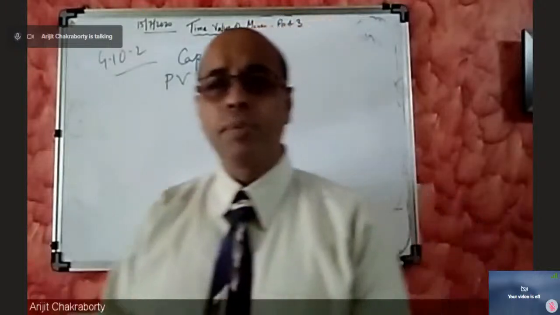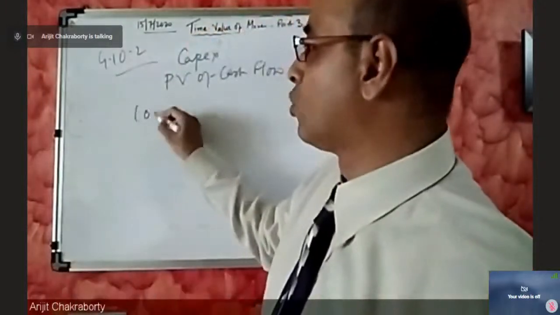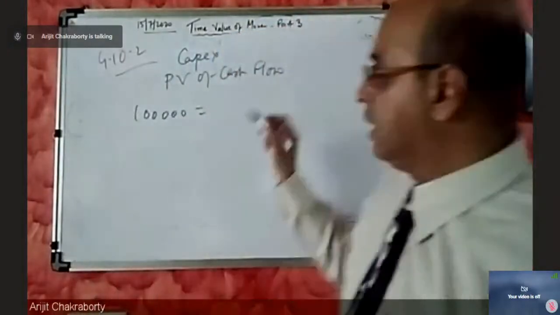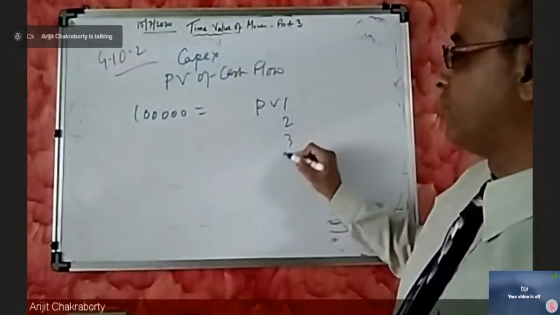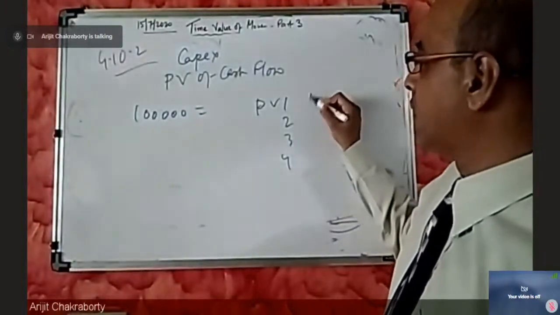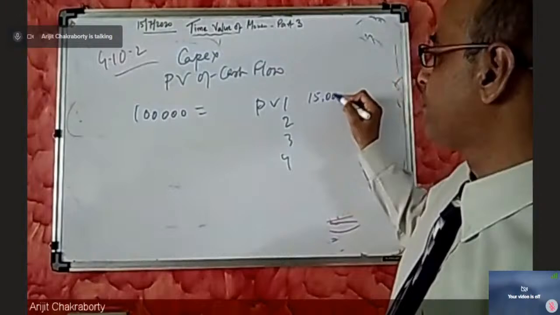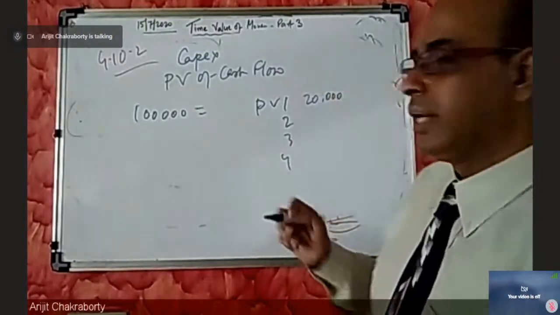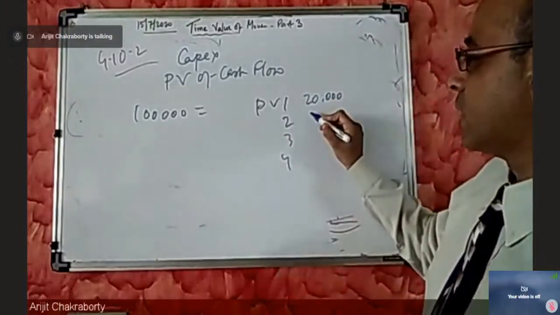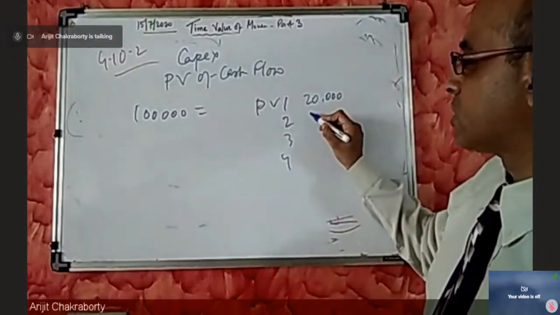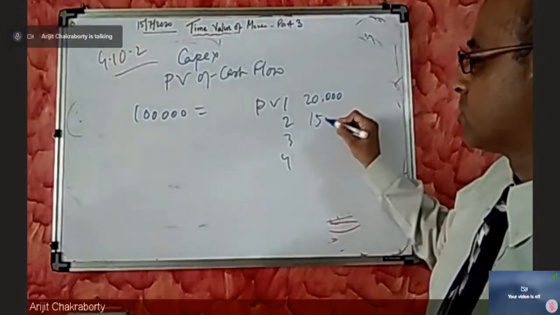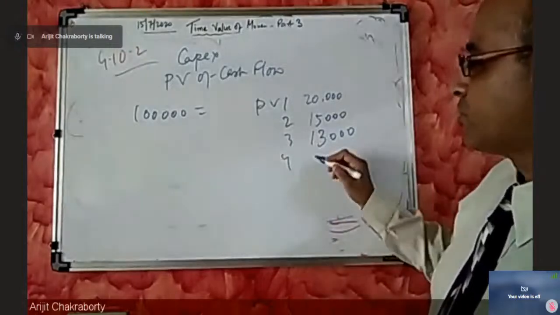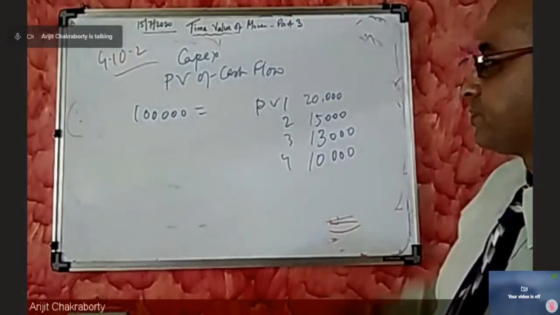I pay 1 lakh rupees to buy an asset. I use it for 4 years. The present value for 1, 2, 3, 4. Present value in year 1 I get is say 15,000. Or say, let's make it 20,000. Chalo, round figure, 20,000. Second year the present value comes to say 15,000. Third year the present value comes to 13,000. Fourth year the present value comes to 10,000.